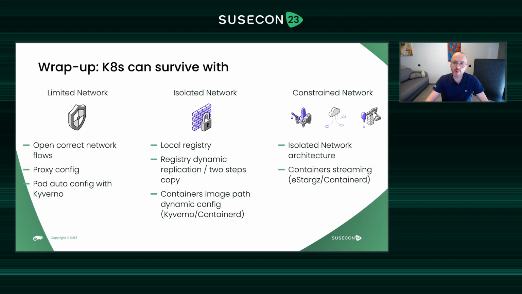So let's try to summarize a little bit. We have split the kinds of customer situations we can meet into 3 different parts. The limited network is pretty easy to handle. The goal is clearly to open the correct network flow and configure the proxy correctly. And we have seen there is also a lot of improvement that can be done, for example, with Kyverno, to automatically configure the Kubernetes content to manage this limited scenario.